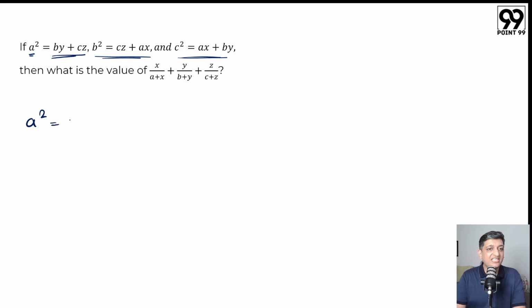So I know that a square equals by plus cz. Now I can see that I have by and cz here because a square is here. I have cz and ax here because b square is here. No b term will be on the right hand side. And I have ax and by here because c square is on the left hand side. So what I can do is I can add ax to both sides, and I am going to get a square plus ax is equal to ax plus by plus cz.